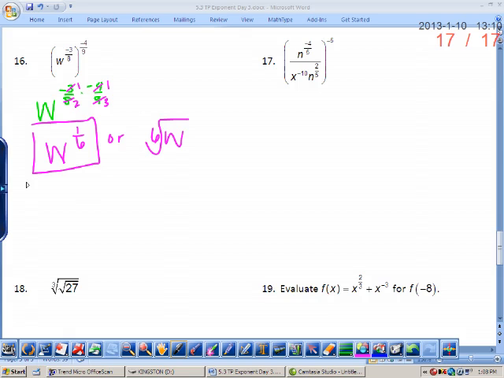All right, let's look at 17. Take a sec and get that copied down.